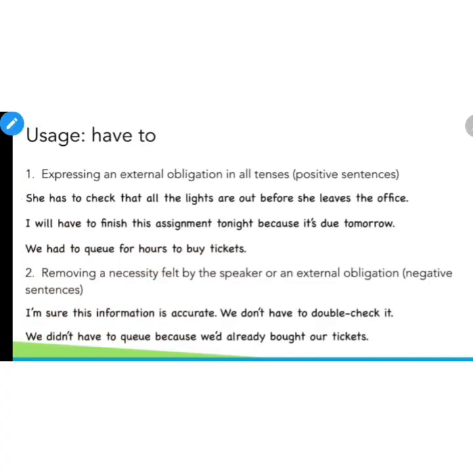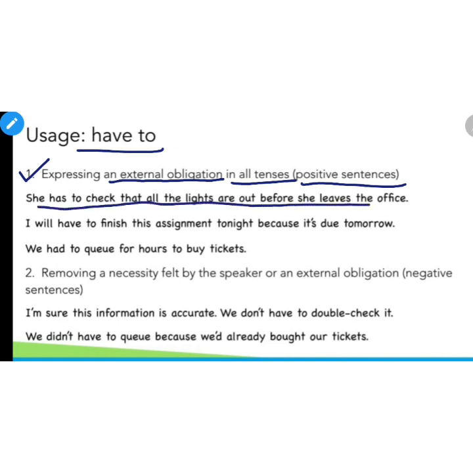Alright, now have to. When do we use have to? Expressing an external obligation in all tenses in positive sentences. She has to check that all the lights are out before she leaves the office. I will have to finish this assignment. So it is external obligation, not an internal feeling.